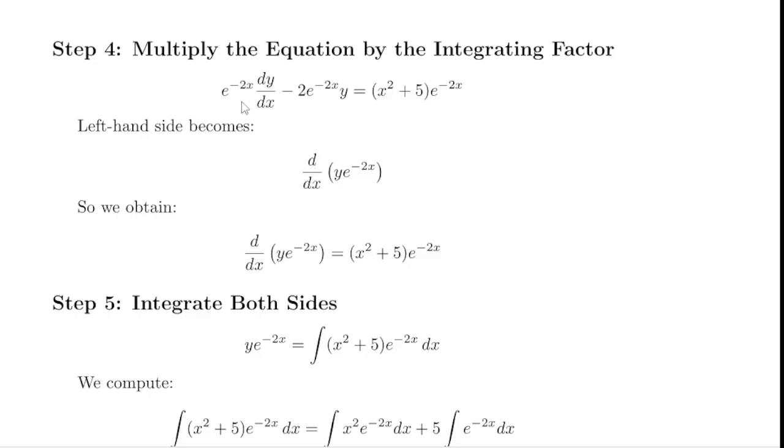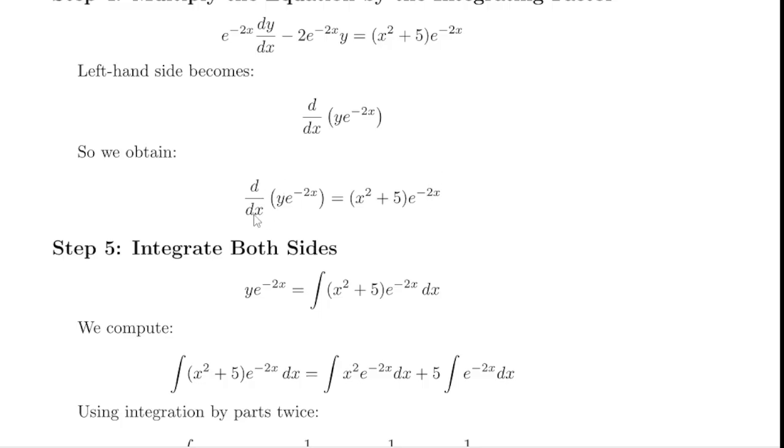Notice on the left side, what we have here is a product rule of y and e to negative 2x. So we can represent this side as just a derivative of y e to negative 2x, and on the right side we'll just leave it alone. Now to cancel the derivative, we have to do the integral. So we'll integrate both sides, and so the derivative and the integral are going to cancel, and so we need to integrate x squared plus 5 times e to the negative 2x dx.